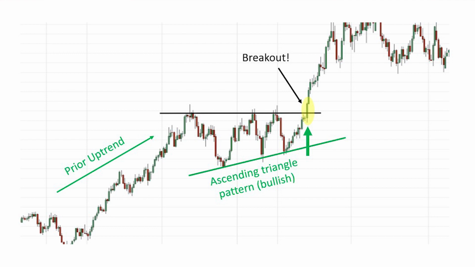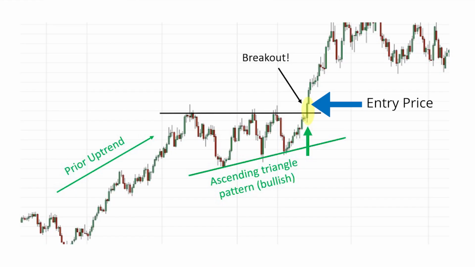Finally, the resistance gives way and prices break through. For trading, we will look to enter near the point of breakout, keeping an eye out for strong price action and volume to support the breakout. We can also use the breakout bars to place a stop loss.